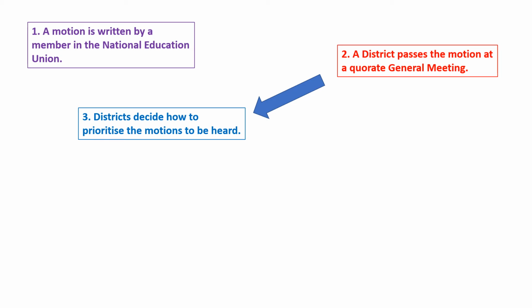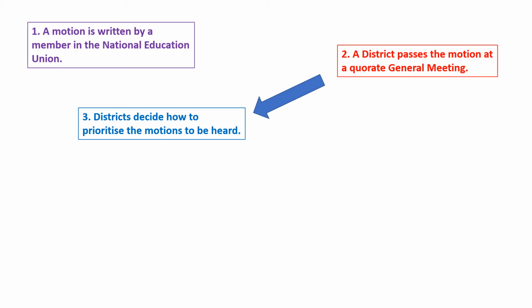Every year, about 120 motions get through the first and second stages. That is too many to be heard and debated at a conference. Therefore, every district gets to choose which of all the motions they think is most important and should be at the top of the list to be debated.